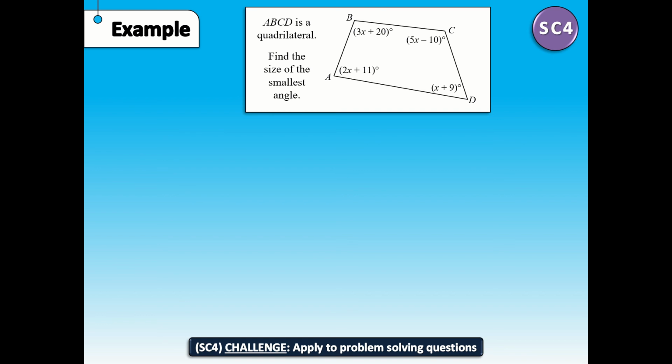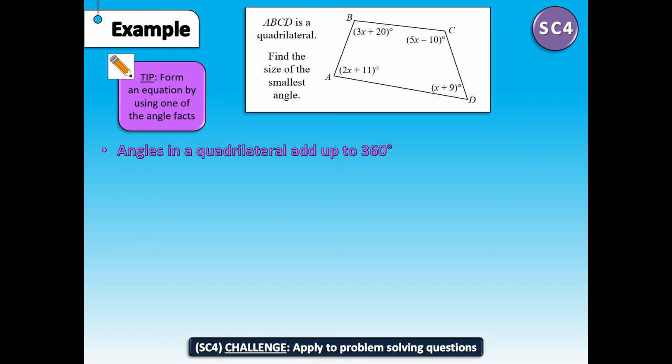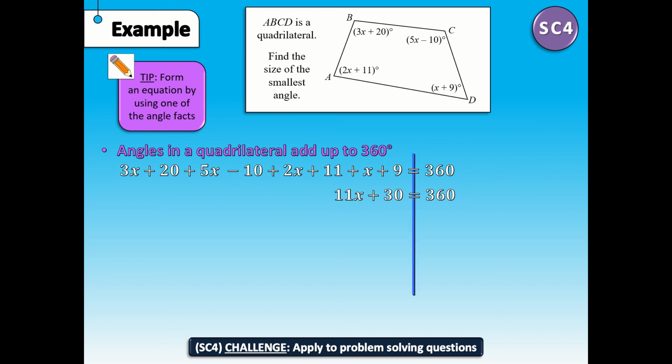So we want to find the size of the smallest angle. So we form an equation using one of our angle facts. Angles in a quadrilateral we know add up to 360 degrees. So if I add all these angles together, it'll equal 360. So simplify, which makes 11x plus 30. Then we can solve this equation. So take 30 off both sides and divide both sides by 11. So x must be 30 degrees.